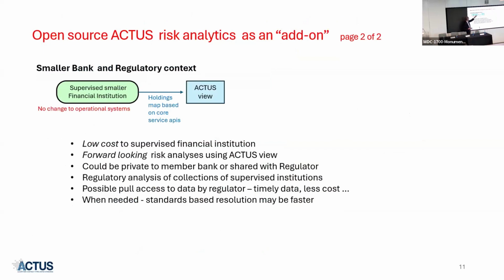There's a regulatory view. If you have supervised smaller financial institutions, and you lean on what's provided as relatively de facto standard core processing views, you can map the holdings into ACTUS, to some extent as we did with the original P-Bank example. Then you may have a very low-cost ACTUS view at the supervised financial institution, and regulators can do a pull on that. Maybe regulators have one set of risk models for things they want to do. Maybe they model risk to multiple banks at once, which would be a true systemic risk model.